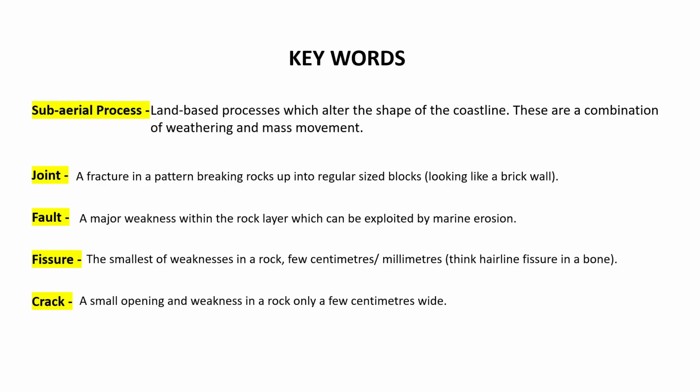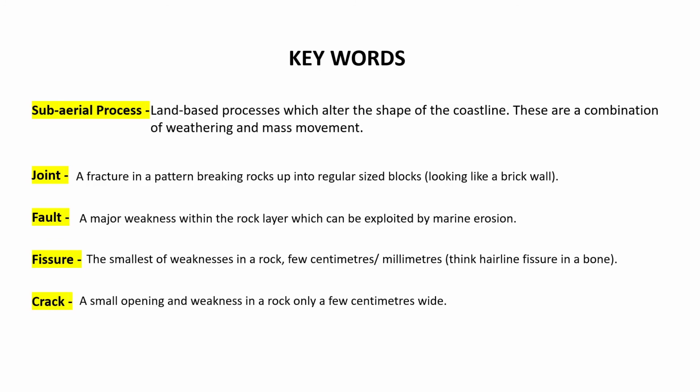A joint is a fracture in a pattern, breaking rocks up into regular sized blocks, looking like a brick wall, similar to the biological weathering diagram. That had joints all within the rock layer. A fault is a major weakness within the rock layer itself, which can be exploited by marine erosion. This is where there are big holes in the cliff face. That would be a fault.